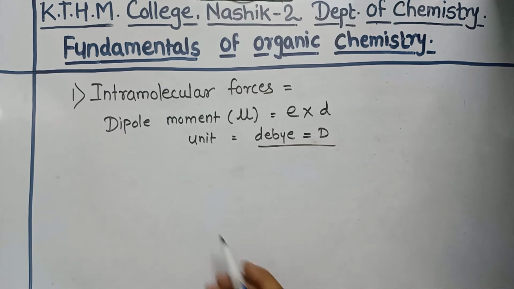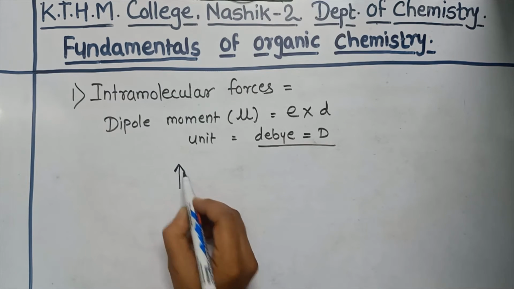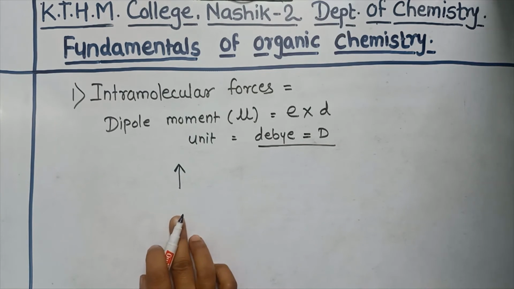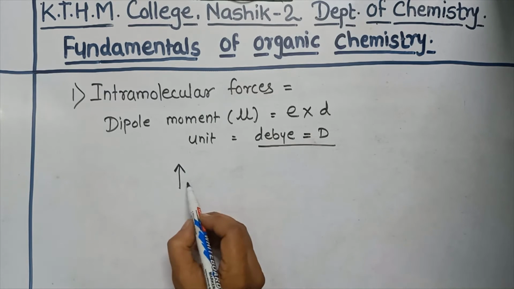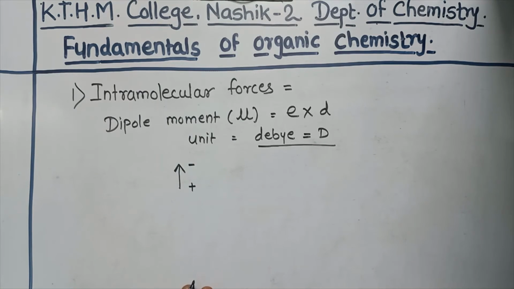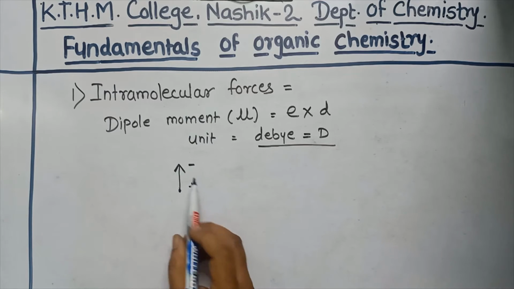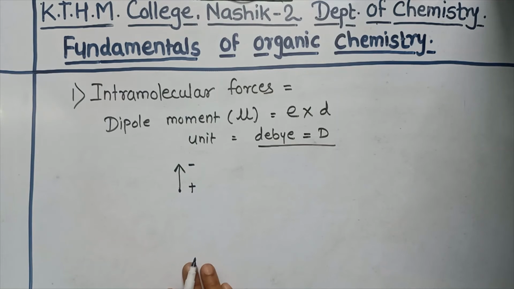Okay. So this dipole is shown by this type of arrow. The arrow starts from the positive end and ends at the negative side.